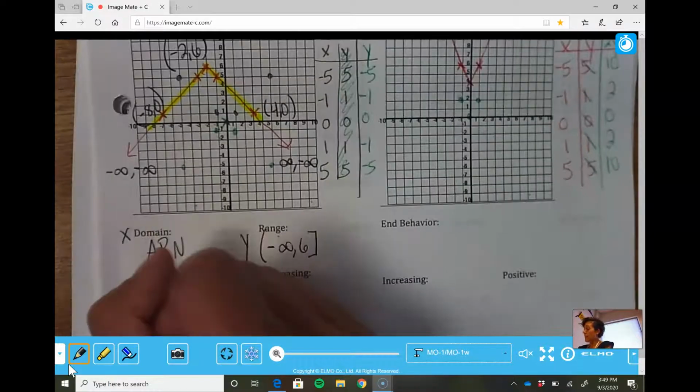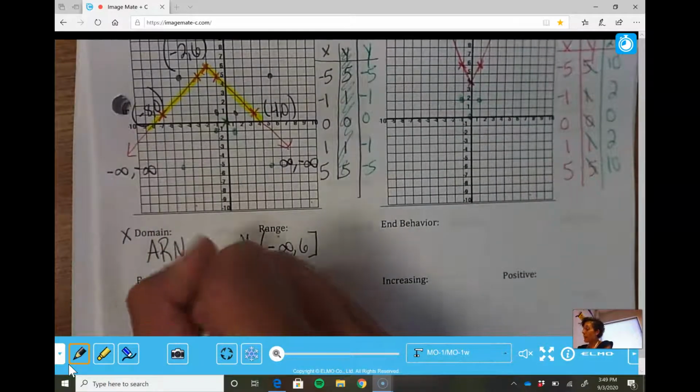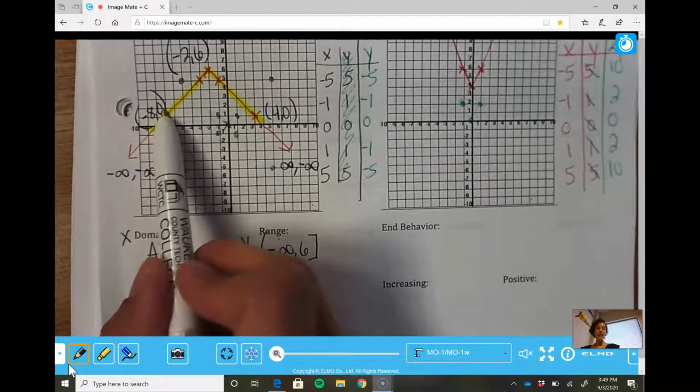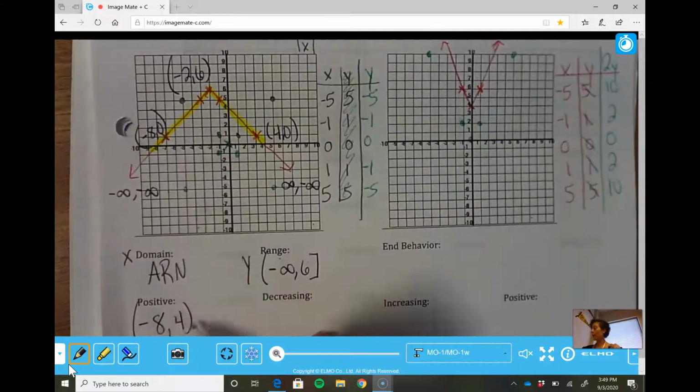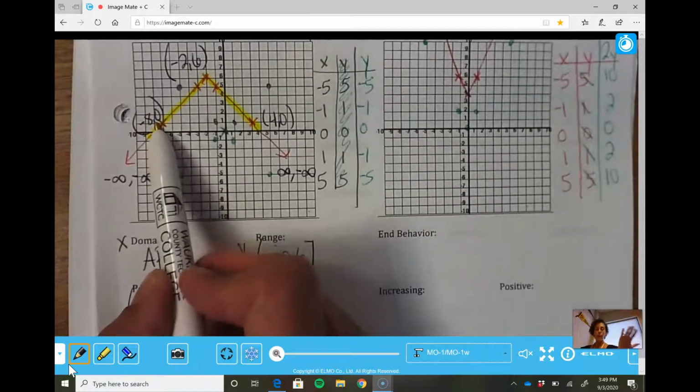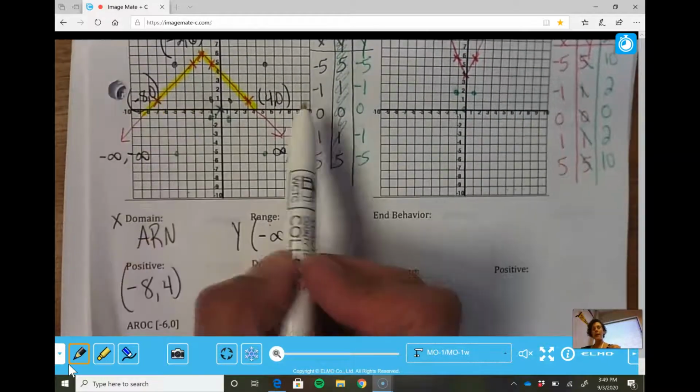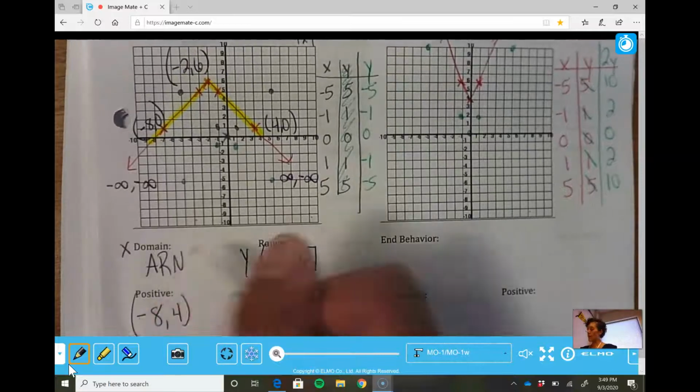until I hit 4. And this will have parentheses, because at negative 8, when I look at that y value, again, we're saying where y is positive, even though we're writing the x's. 0 isn't positive, so I don't want to include negative 8, and that's why I don't want to include 4, and that's why I use parentheses.